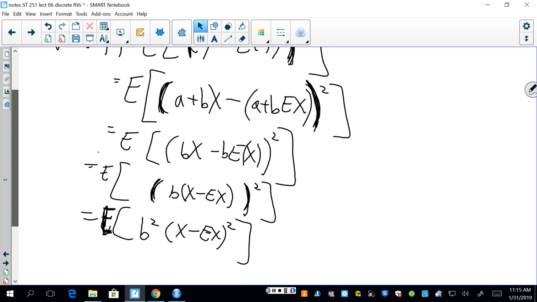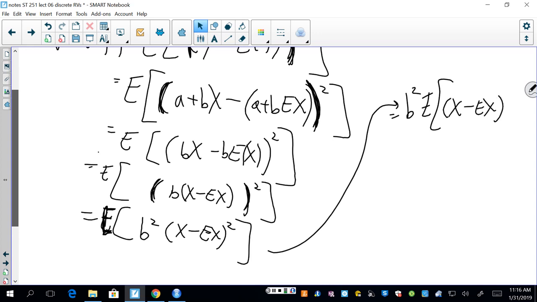Multiply by 5, right? On the expectation of something, it's like 5 times the expectation. You can multiply by a number and then take the expectation, or you can take the expectation and then multiply by a number. So you can do it either way. So this is B squared times the expectation of X minus the expectation of X, squared. And what's that? That was our formula for variance, right? So that's the formula for the variance of X.